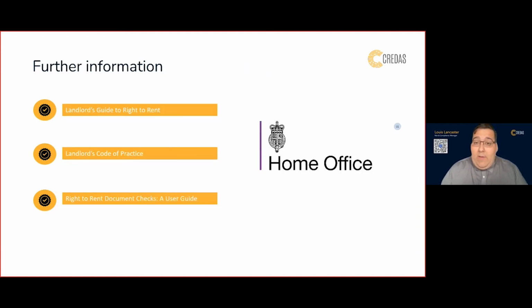Really, that's about it in terms of the highlights with the changes that I wanted to make. Further information can always be found on the Home Office website. So you're really looking at the Landlord's Guide to Right to Rent, and even as letting agents, that's there for you as well. The Landlord's Code of Practice, as well as the Right to Rent documents checks, are all really informative documents, and will make sure that you've got those statutory excuses to avoid any penalties. That's it for me, so I will hand back to Tim.